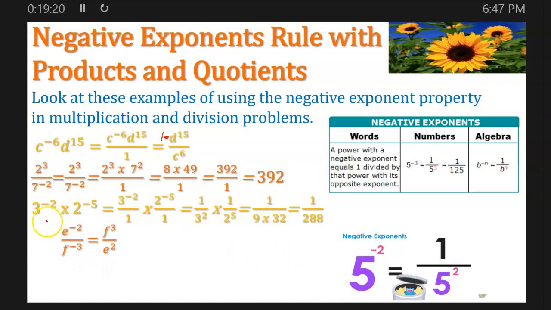Then we have some variables here that are being divided. Again, we have a negative in our numerator and a negative in our denominator. Now, if we know our negative exponents rule, we can just flip it around, okay? So the E goes to the denominator and the exponent becomes positive. The F is negative 3 in the denominator, so when we move it up to the numerator, the negative goes away there, and that's our final answer.